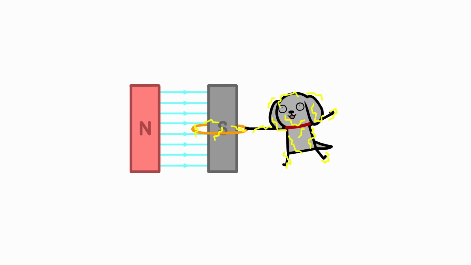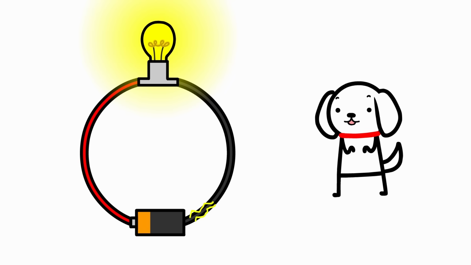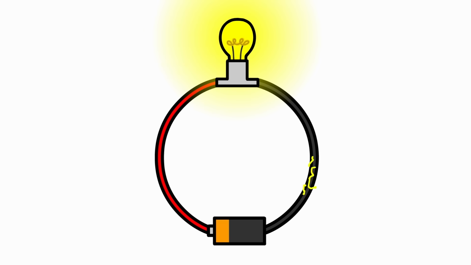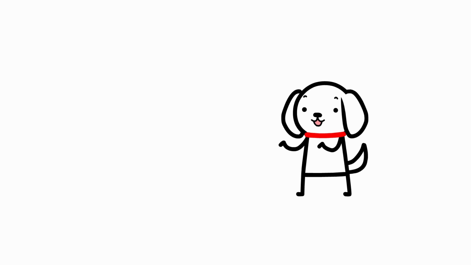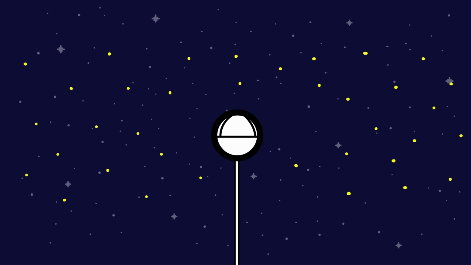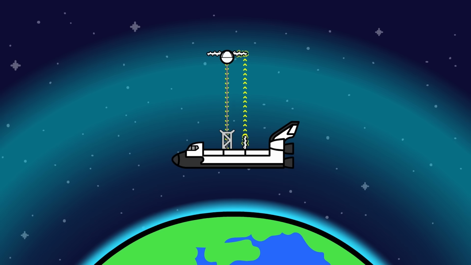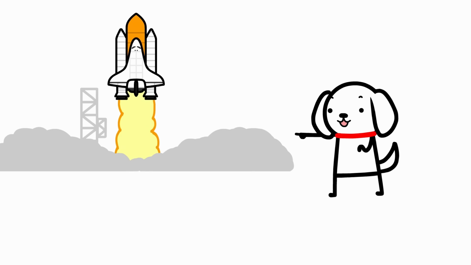In our original example, we used a loop of wire because electricity needs a closed loop to flow, and this tether is not a loop. But electricity is really just the flow of electrons, and turns out there's a layer of the Earth's atmosphere called the ionosphere, which has a bunch of free electrons just floating around. So, using a fancy electron collector and emitter, NASA designed a system to create electron flow using the ionosphere, completing the loop. In 1992, TSS-1 was launched aboard Space Shuttle Atlantis.